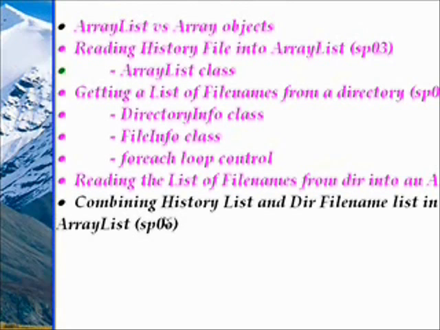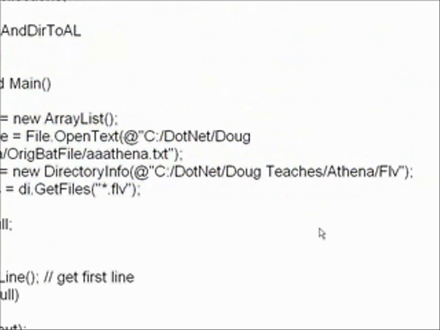Well, this is the sixth and gratefully last of the 6 subprograms that are in this really long lesson. I thought it was best to put these all together because they really all belong together. You're essentially reading in the history file, you're reading in the file names from a directory, then you're doing both of those to an array list, and the final subprogram you're combining those two into the same array list.